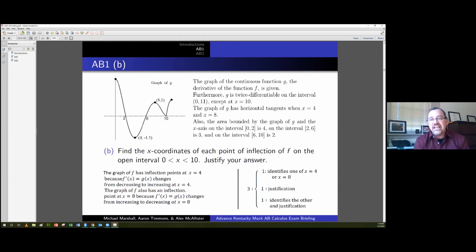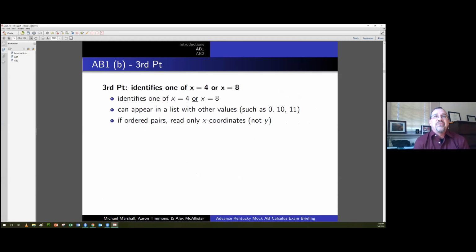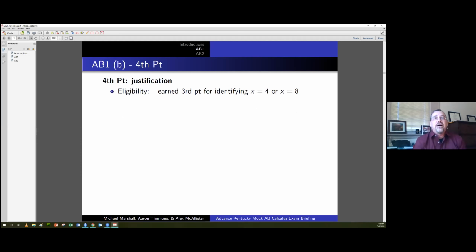So let's talk through again how we're going to think about each of these different points. We want them to find one of x equals 4 or x equals 8. Again, we'll allow it to appear in a list of other values, similar to what we did a minute ago, like the endpoints or another value that happens not to be a point of inflection. And if ordered pairs show up, again, the stem of the question mentions x coordinates, so we're just going to look at those.